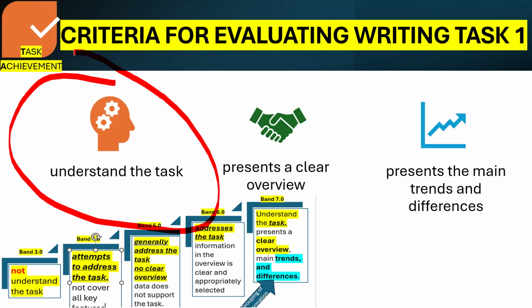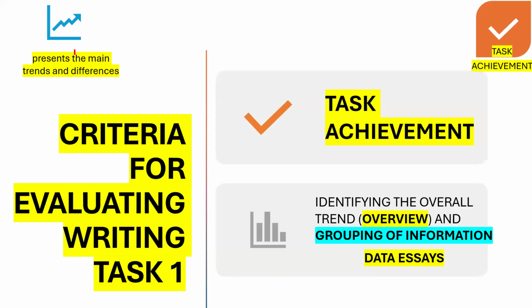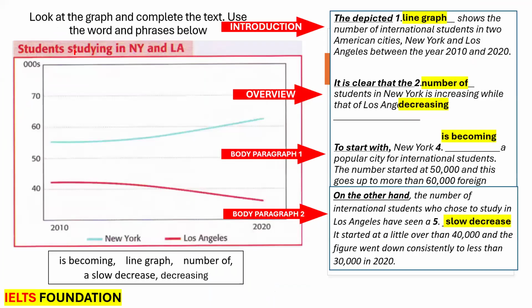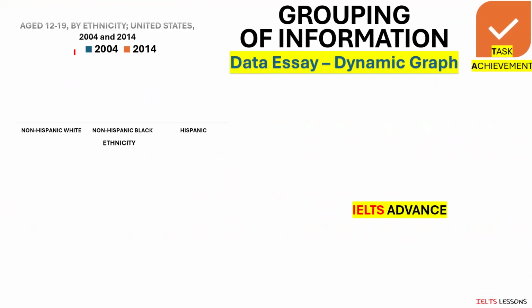Or the same trends, the same movement, all right? So when we say same pattern, it means the pattern of increase, decrease, highest, lowest, or fluctuations, all right? Now, lastly, presenting the main trends and differences is to group our information. So which information should we write in body paragraph 1 and which information should we write in body paragraph 2, okay?